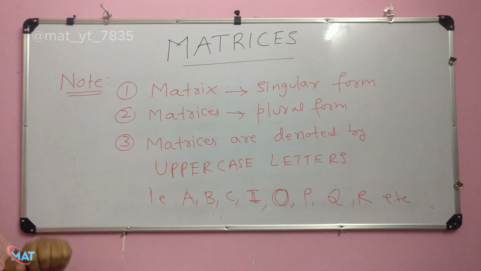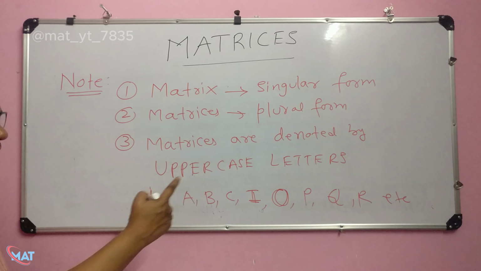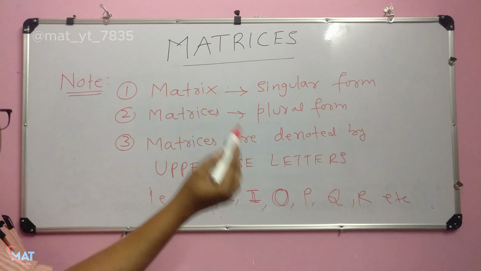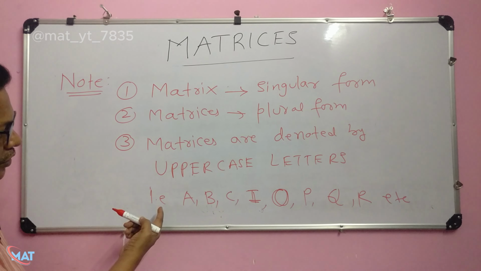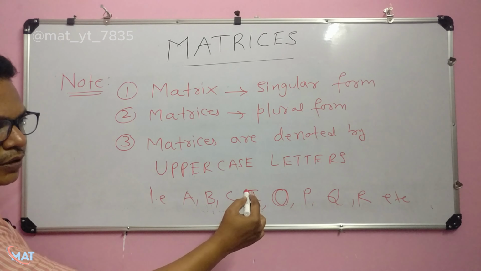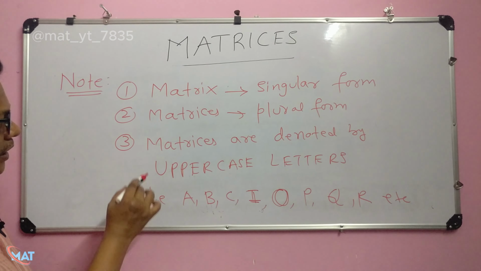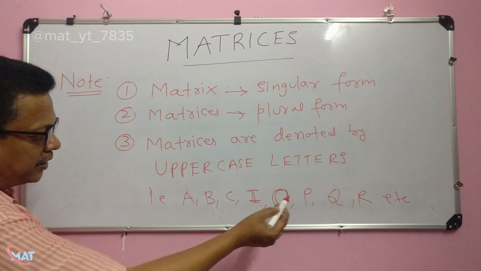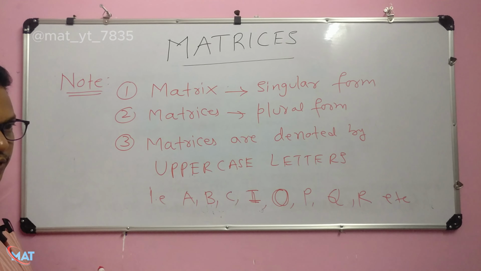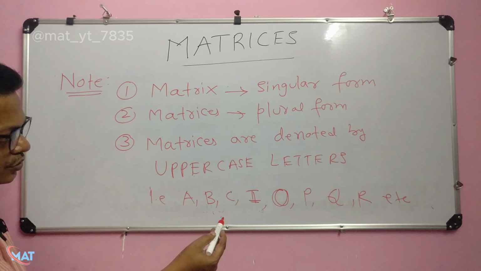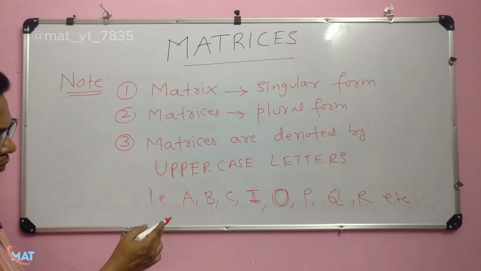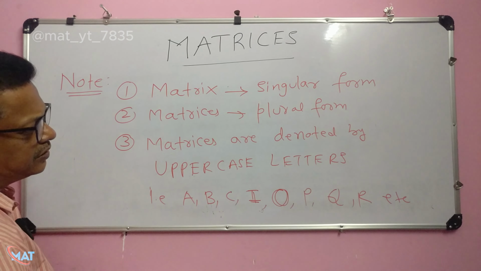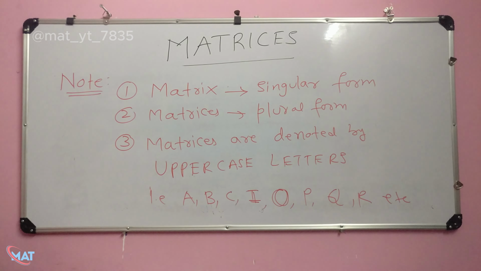Matrix means singular form. If only one matrix is given to you, it is called a matrix. If more than one matrices are given to you, then we can use matrices A or B or C like that. And how you name a matrix or how you denote a matrix, we are going to use only uppercase letters or alphabets. Capital alphabets we can use to name a matrix. By default A, B, C, special matrices I, O. In some other cases we can use P, Q, R, etc.